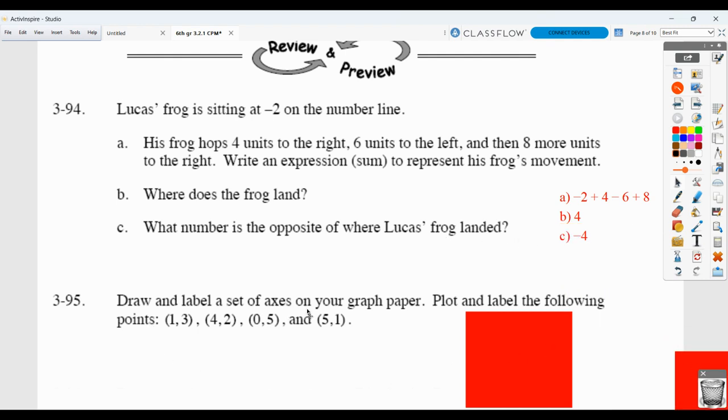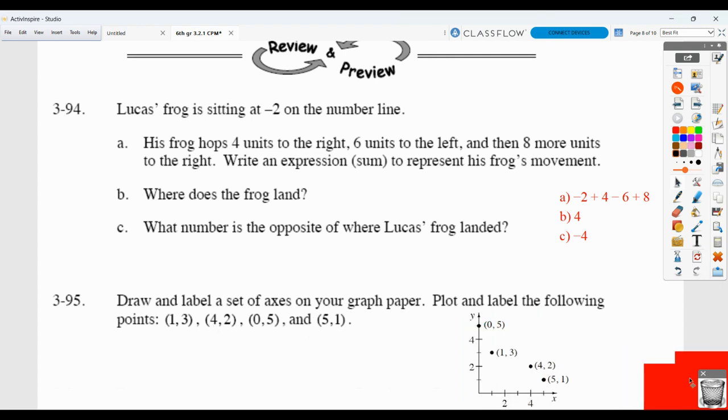Here you have to draw and label a set of axes on graph paper, and then plot these points and label them. So, first of all, remember that you can use your drawing tool for this, or you can put it in your notebook and take a picture, or on graph paper and take a picture. But (1, 3) is over 1 up 3, (4, 2) over 4 up 2, (0, 5) means you're not going over at all, you're just going straight up, and (5, 1) over 5 up 1. So again, take some time and make sure yours is correct.